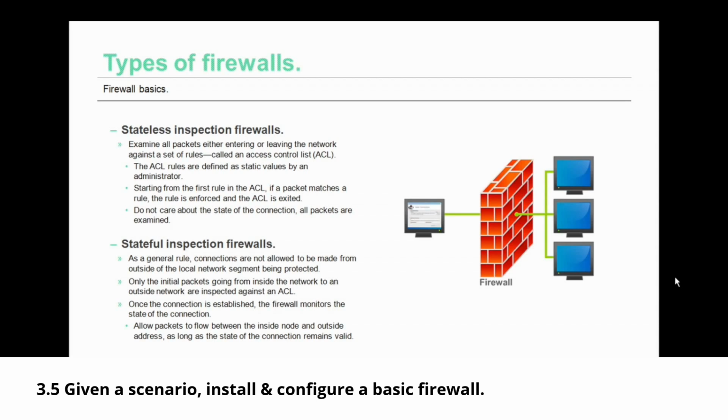Then there are stateful inspection firewalls. A stateful inspection firewall doesn't really care about the packets, it only cares about the state of a connection between two endpoints. As a general rule, connections are not allowed to be made from outside of the local network segment to the local network segment being protected. Only the initial packets going from inside the network to a destination outside of the network are inspected against an ACL. If the ACL allows those packets to leave the network and a connection is made, or once the connection has been established, the firewall only monitors the state of that connection. It allows the free flow of packets between the inside node and the outside destination as long as the state of the connection remains valid.